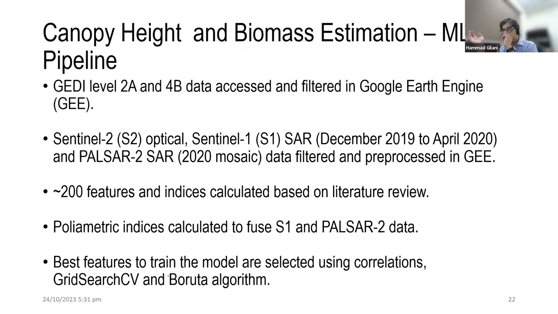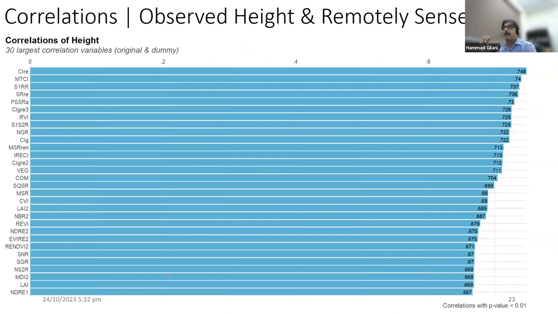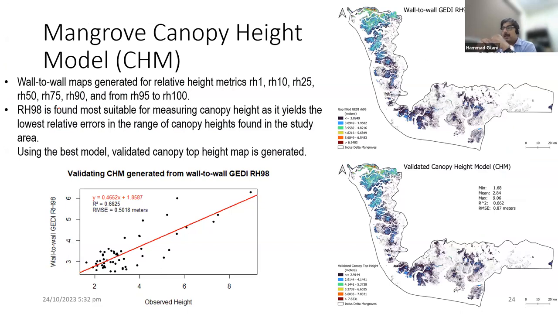From the canopy height point of view, we used a method with grid search CV and the Boruta algorithm to identify which parameters and variables perform better, in terms of the observed height as well as the remote sensing indices. What we observe, and you can see here clearly, is that a few of the parameters play an important role. We used those parameters in the machine learning algorithm and came out with the wall-to-wall RH98 canopy height map for the mangroves in the Indus Delta region. We validated this, and the R square value is 0.66 and the root mean square error is 0.5 meters.